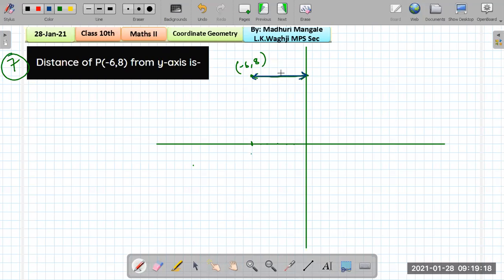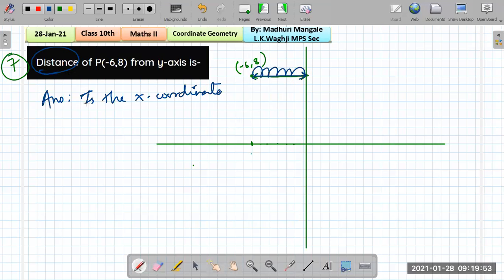So you just need to count the places. What is the answer? Distance of any point from the y-axis is the x coordinate. And remember, distance is always positive. If you just want to see it on the graph, this is the point, and you need to find the distance of that point from the y-axis. So simply count 2, 3, 4, 5, and so on.